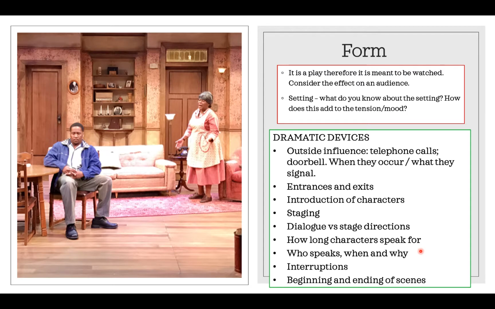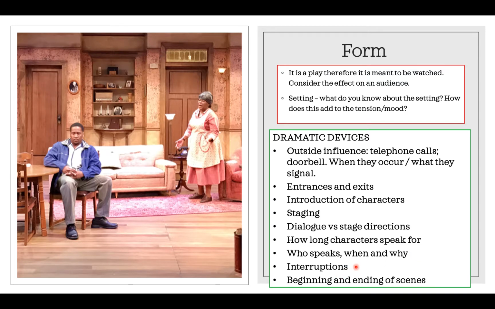How long a character speaks for can also link back to the structure of a scene. So how long they speak for, why, what does this show about them? If Mama talks for longer than anybody else, then you could maybe say that this shows that she has dominance, that the others respect her. Think about who speaks, when they speak, why they speak at that particular moment.